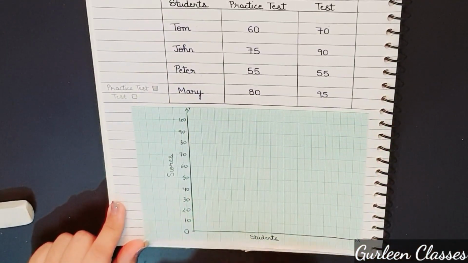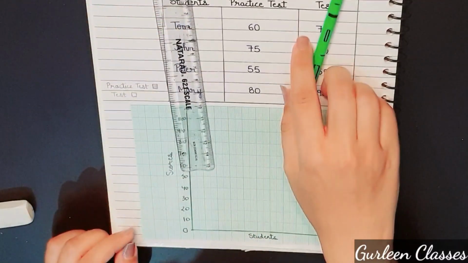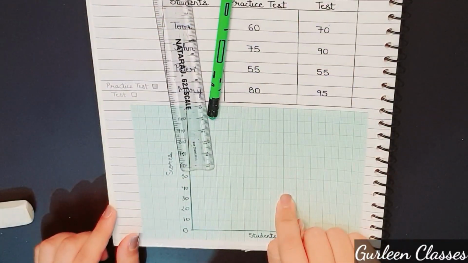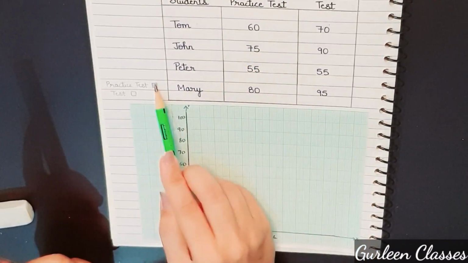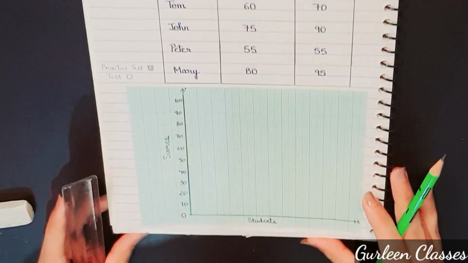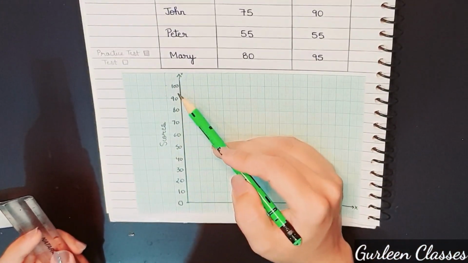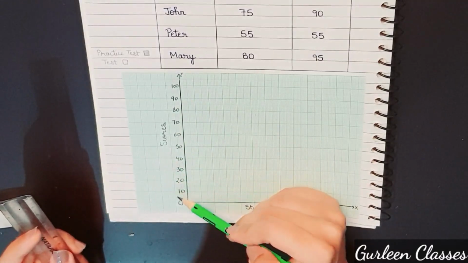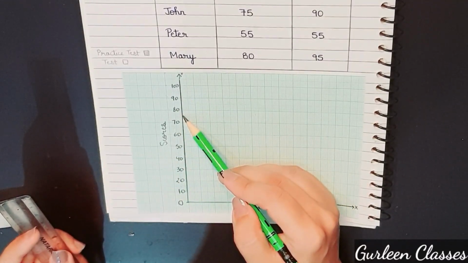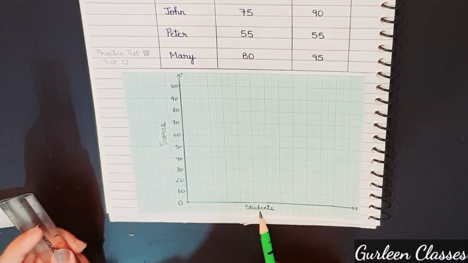For this you will require three things, as I told you: firstly, scale, pencil and the graph paper. The practice test we will be shading, and the test we denote in the same way. On the y-axis of the bar graph we have written scores. Since the scores differ from one another mostly by 5, 10, 15, 20, it makes sense to choose a scale of 10. On the x-axis we have written students.